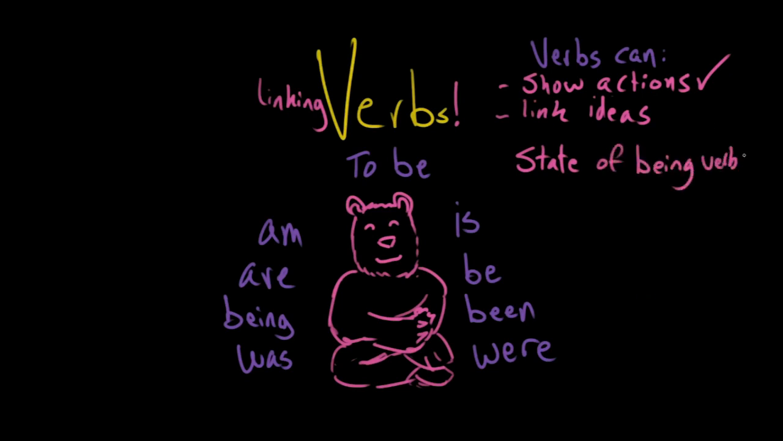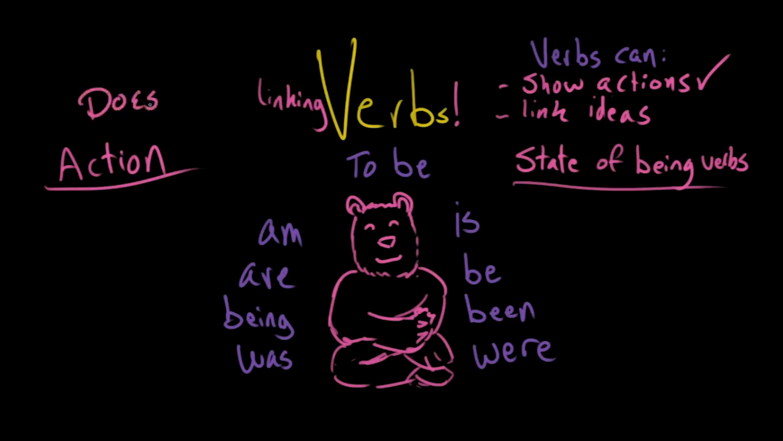These linking verbs include all forms of the verb to be, which I have handily written out for you. So: I am, he is, we are, be nice, they were being, they have been, he was, we were. We use a linking verb when we want to connect one idea to another. I'm going to divide the screen in half between the action side and the state of being side, just to show you what I mean. We use action verbs to show what something does, whereas we use state of being verbs to show what something is.